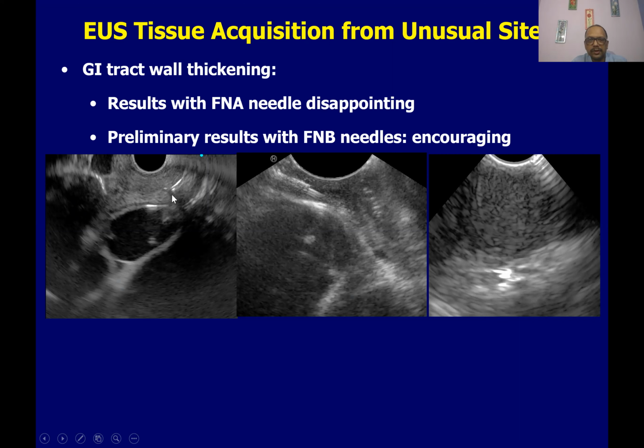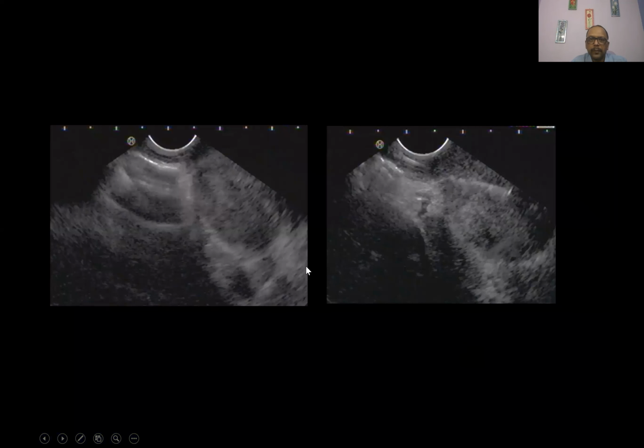Just to give examples, this is a thickened esophageal wall, US guided FNB done and proven to be squamous cell carcinoma. Another patient with a lower esophageal thickening, mucosal biopsy inconclusive, US guided FNB proved to be adenocarcinoma. And similarly in stomach, this is a linitis plastica. In the antrum, these lesions can be much better identified on a forward viewing echoendoscope, and sampling could be done and proved to be a linitis plastica.